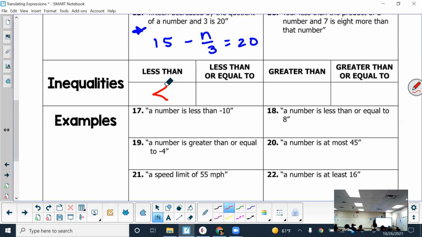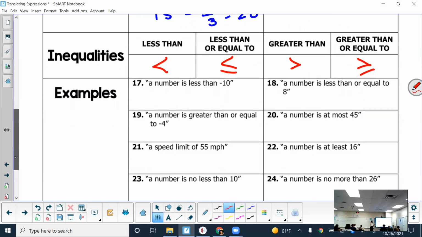What about less than or equal to? You don't have to show me that one with your hands, but what does it look like? Good, same thing, but with a line underneath. That's the equal to part. What does greater than look like? Opposite direction, and then greater than or equal to would be, good. Same thing, just with the line under it. That says that it can be that number also.